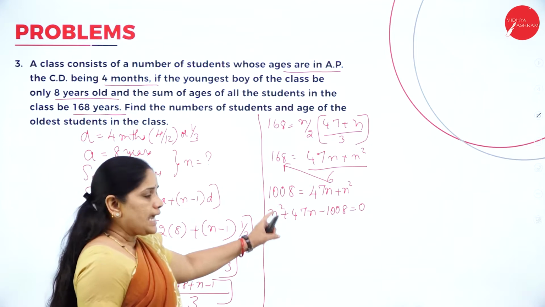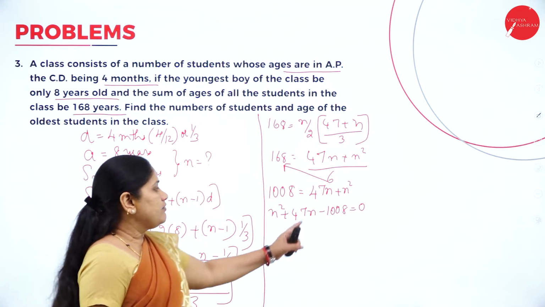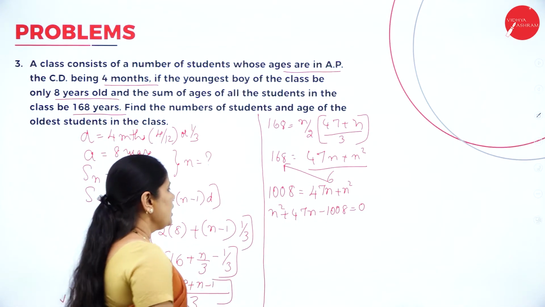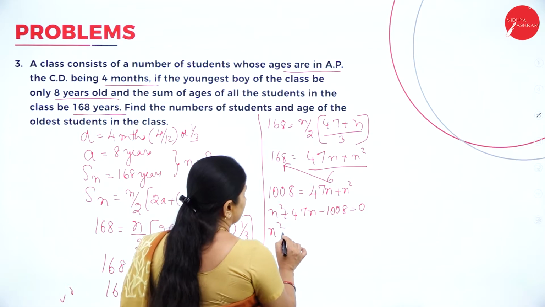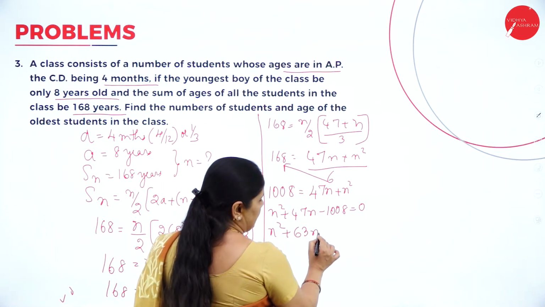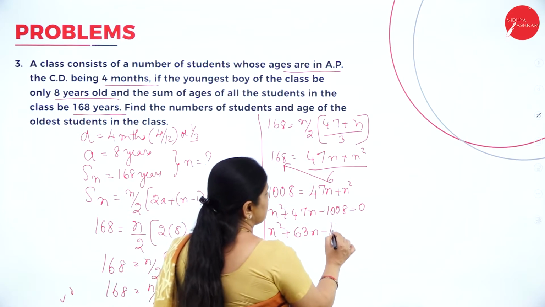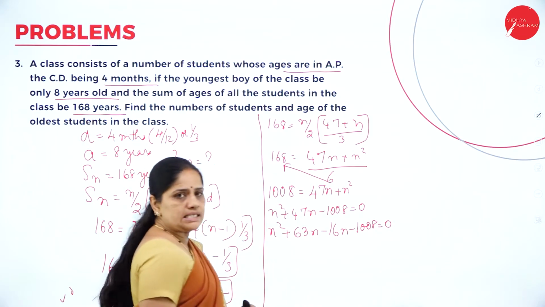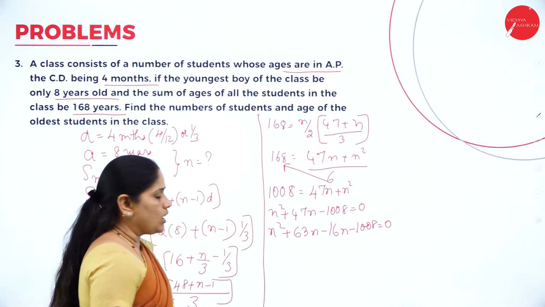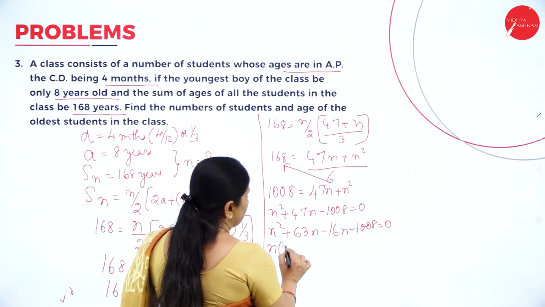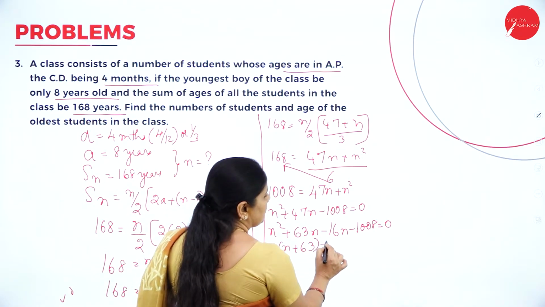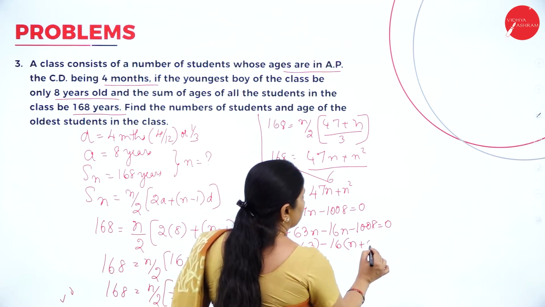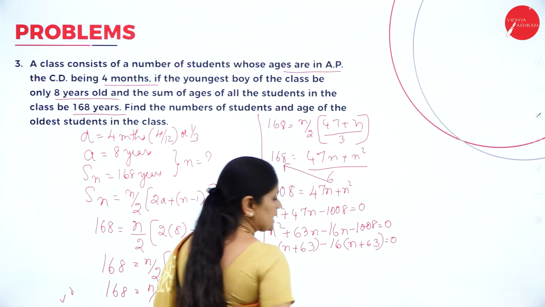Okay, so I simplify this equation. The factors of 1008 are 63 and 16. So I will write n square plus 63n minus 16n minus 1008 equals 0. Now here n is common. So I write n plus 63, minus 16 is common. I write n plus 63 equals 0.